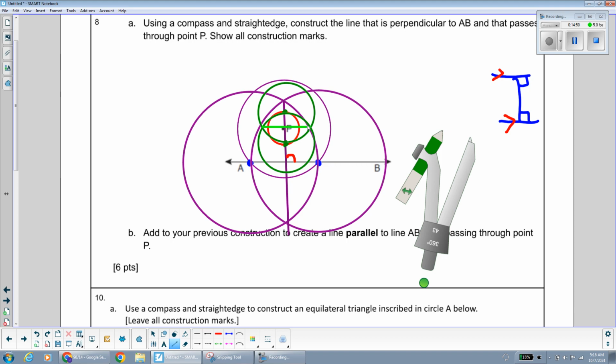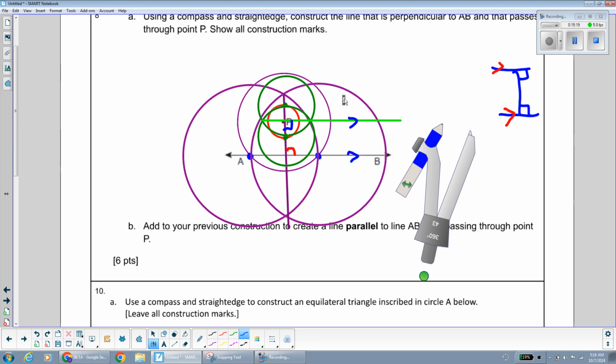And right through those intersection points, I have my line that is perpendicular to our perpendicular line that we constructed before. And since the new line that we just constructed and AB are both perpendicular to the same line, that ensures that they have to be parallel to each other.